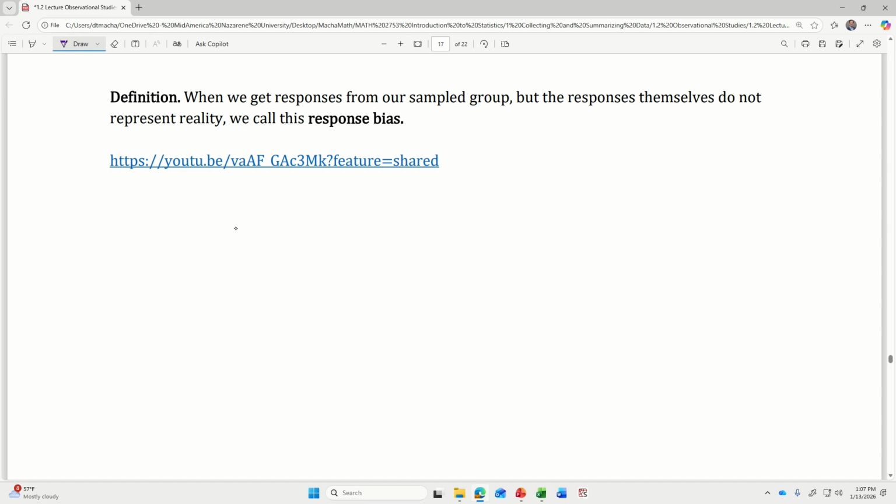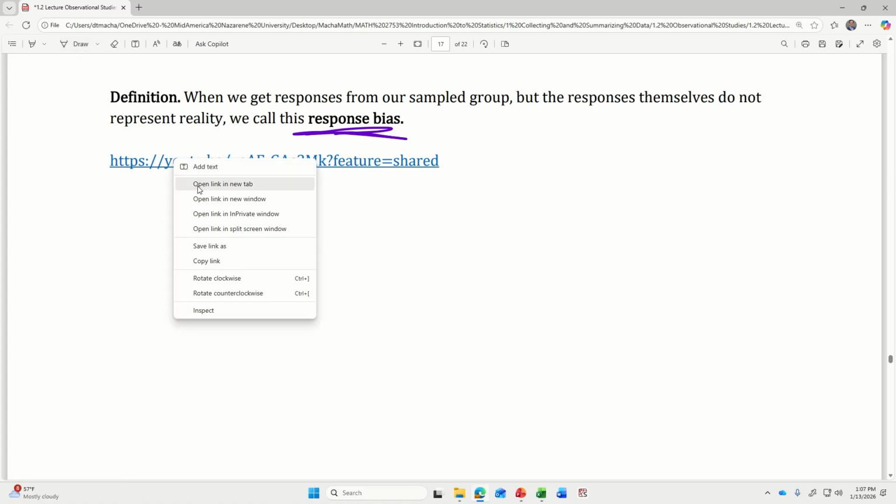When we get responses from our sampled group, but the responses themselves do not represent reality, we call this response bias. I'm scared to click this link because I don't remember what I put here. Here we go. Let's figure out what this says.